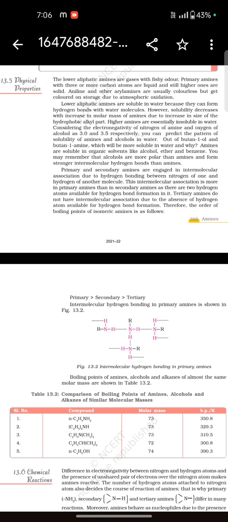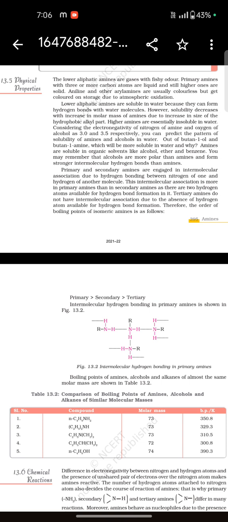Considering the electronegativity of nitrogen of amines and oxygen of alcohol as 3.0 and 3.5 respectively, you can predict the pattern of solubility of amines and alcohol in water. Out of butan-1-ol and butan-1-amine, which will be more soluble in water and why?